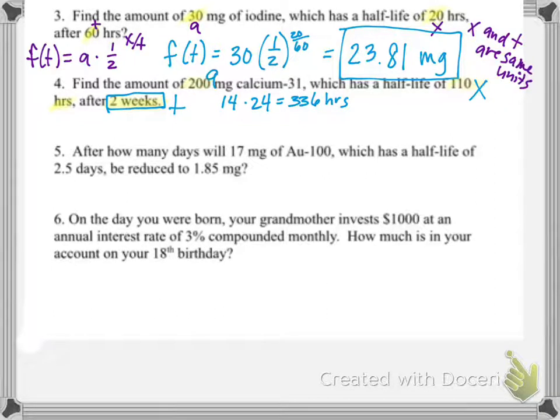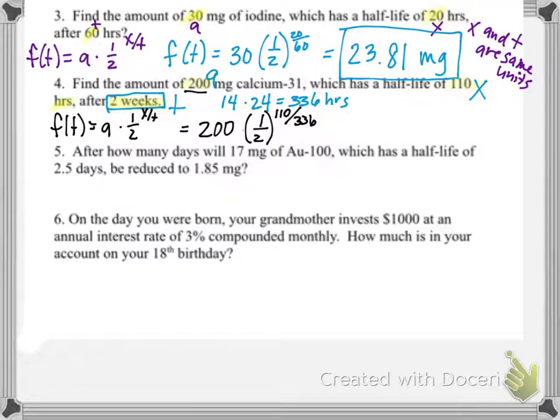So then I'm going to plug that into my formula. f(t) equals A times 1/2 to the x over t. My initial amount is 200, 1/2. My x would be 110. And now my total time is 336. So when I plug that in, you end up getting 159.4, and that will be measured in milligrams.